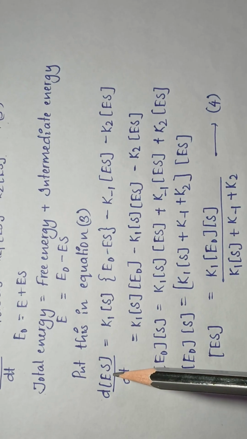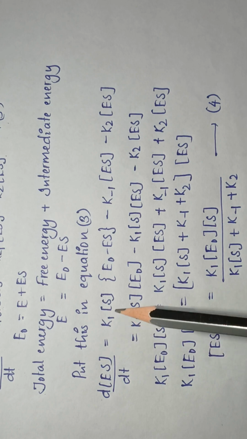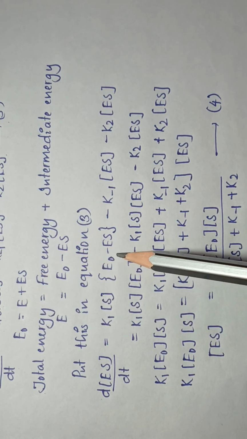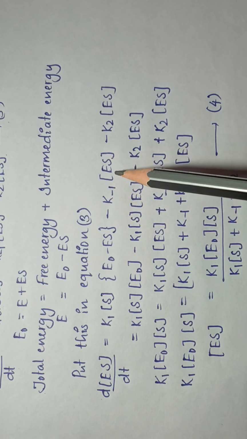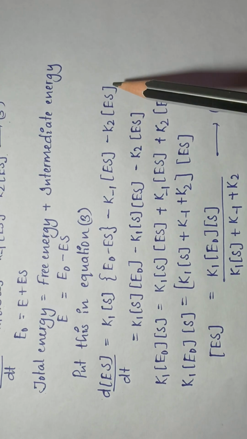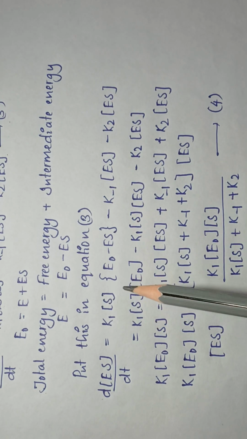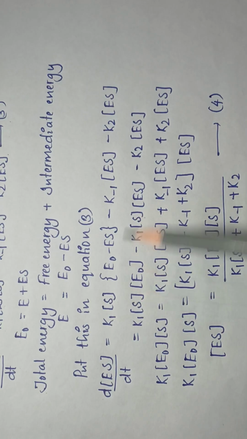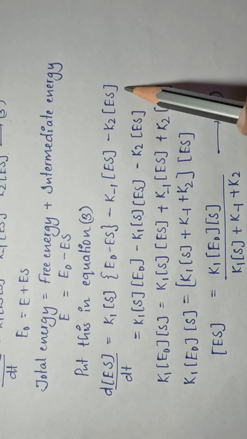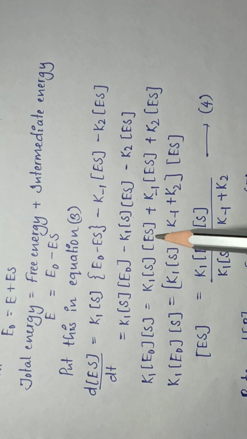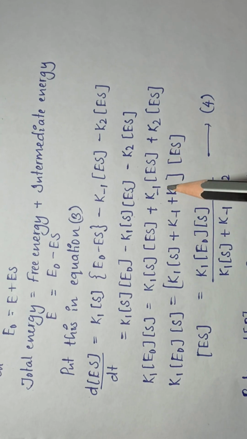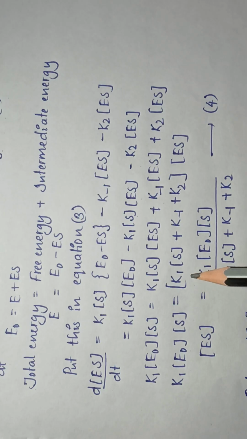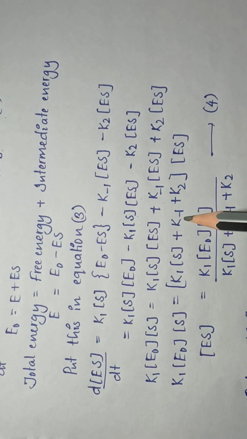d[ES]/dt is equal to k1[S], and in place of [E] we put [E0] minus [ES], minus k-1[ES] minus k2[ES]. So we get k1[E0][S] minus k1[S][ES] minus k2[ES]. Taking [ES] common on one side, k1[E0][S] is equal to [ES] times k1[S] plus k-1 plus k2.